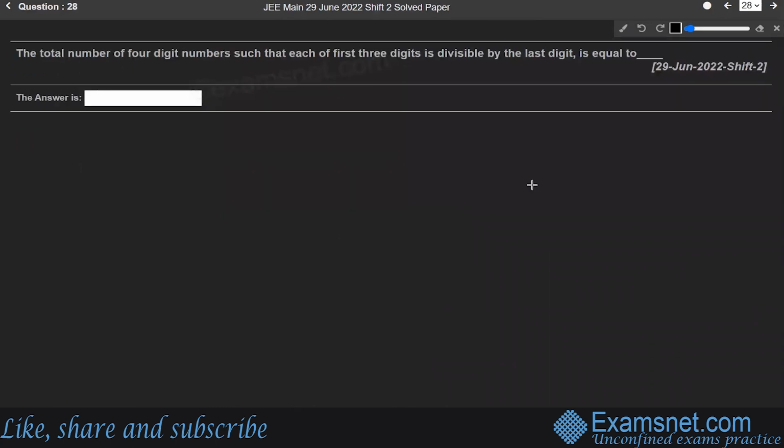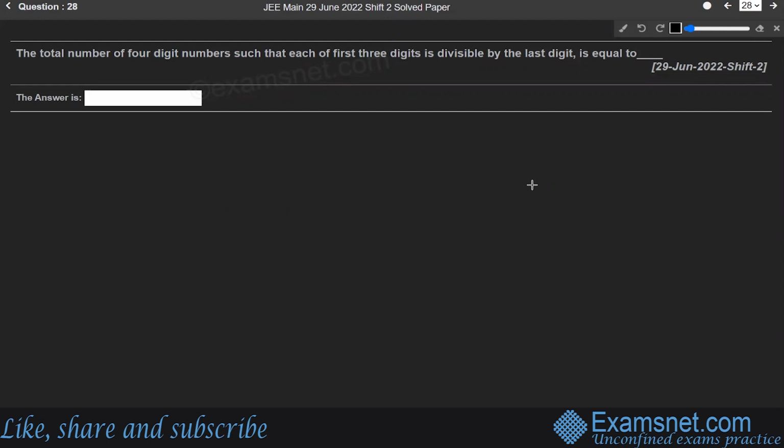Next question: the total number of 4-digit numbers such that each of the first 3 digits is divisible by the last digit is equal to. So in this question, we have to identify the total number of 4-digit numbers. All right. And we have to identify the 4-digit numbers in such a way that the first 3 digits should be divisible by the last digit.